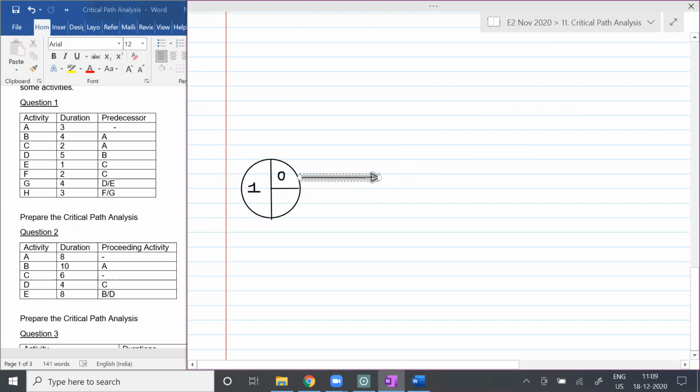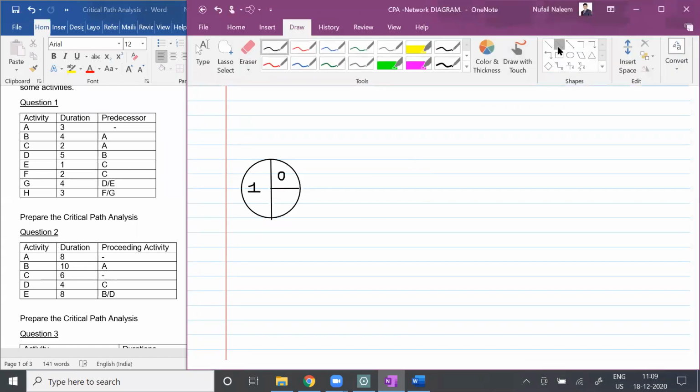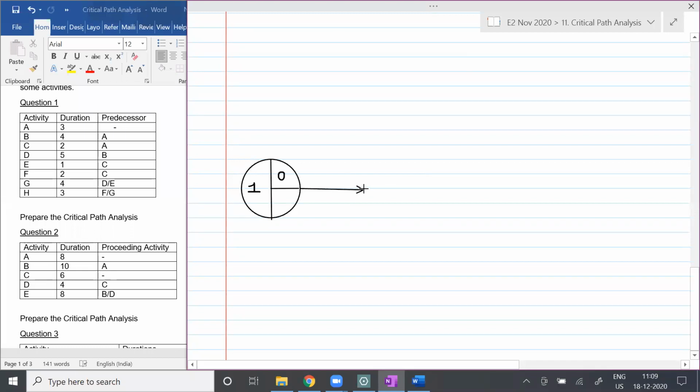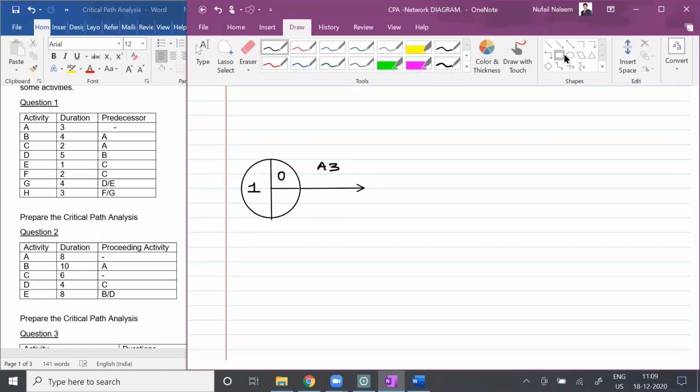So, students, if you observe this very carefully, this is how we do the working. I will just put an arrow like this, okay? And activity A is shown outside the node, and we put the duration as how many days, Malik? 3. Any questions there, students?